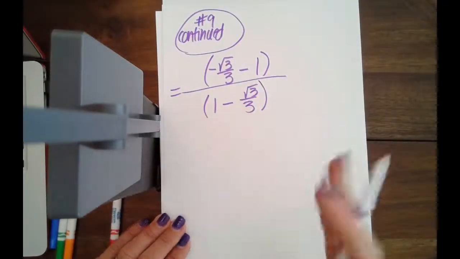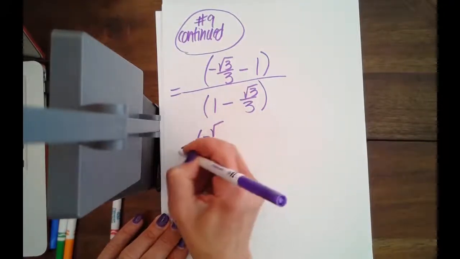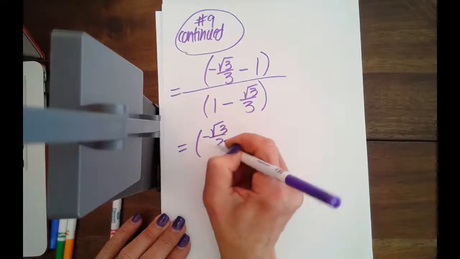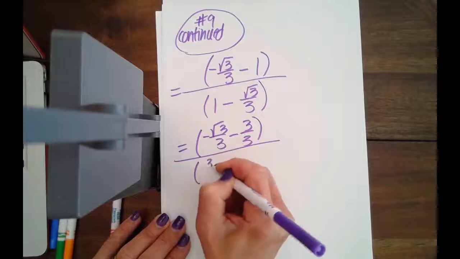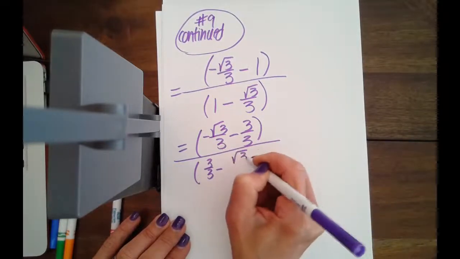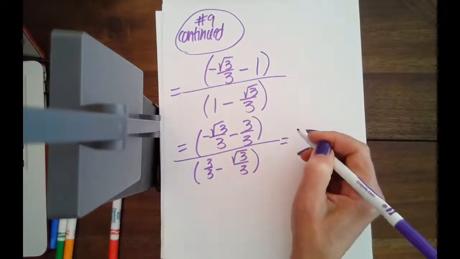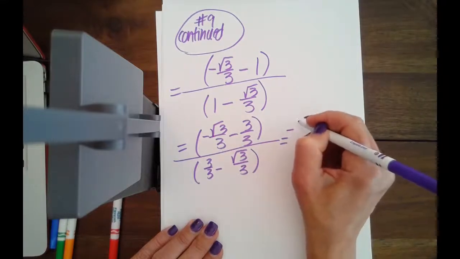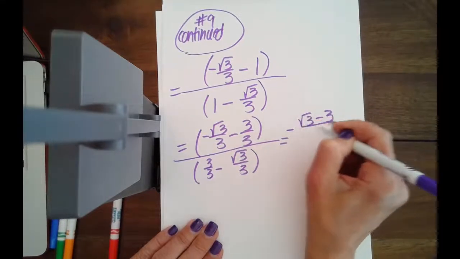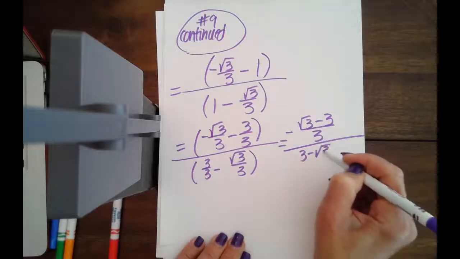Now we can simplify more. Now you probably could skip this step, but I'm going to do it because a lot of people go, wait, what did you do there? Alright, so negative radical 3 over 3 minus 3 over 3, because that's equivalent to 1, over 3 over 3 minus radical 3 over 3, because this 1 is the same as 3 over 3. Okay, so that's going to give me, upstairs, negative radical 3 minus 3 over 3, ow, sorry, just got a paper cut, over 3 minus radical 3 over 3.